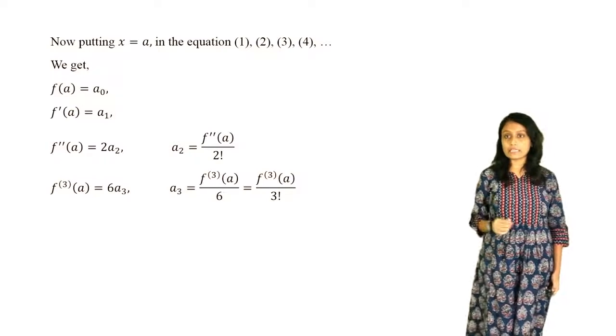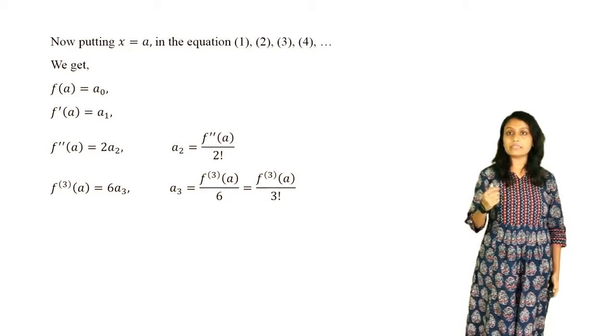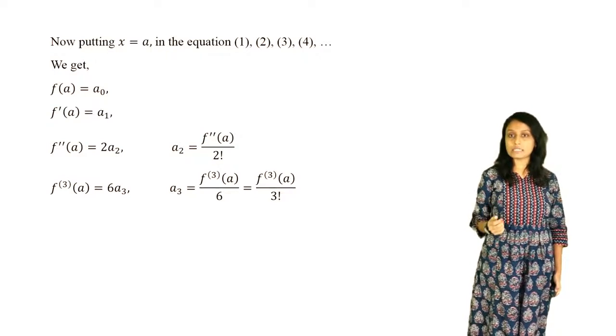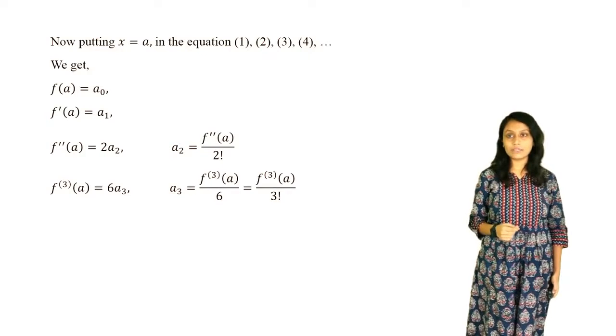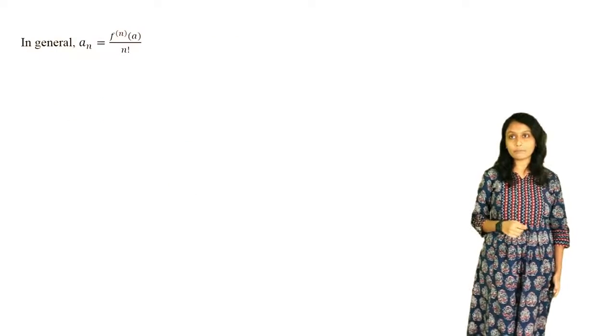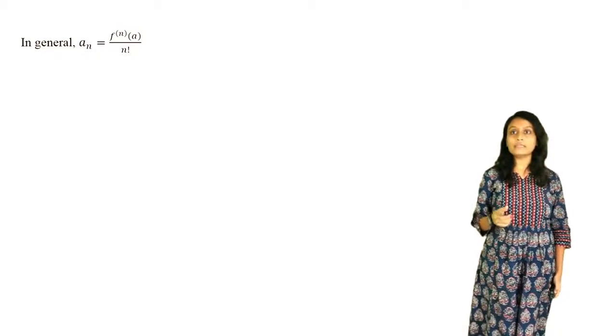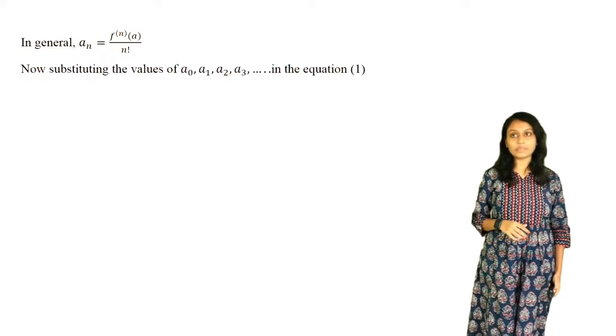Next, f triple dash of a, that is 6a3. Make a3 the subject, so a3 will be f triple dash of a upon 6. Now 6 we will write as 3 factorial, and so on. So in general we'll get the an term, that is f raised to n of a upon n factorial.